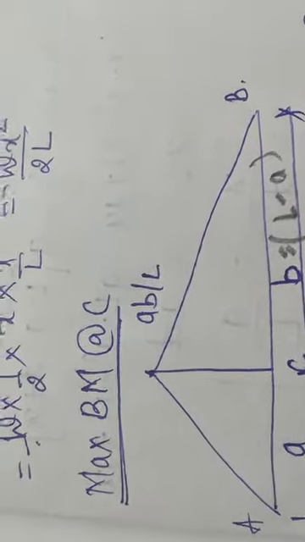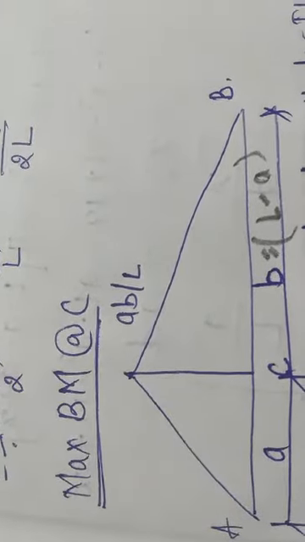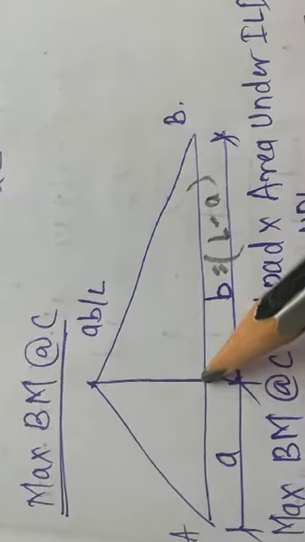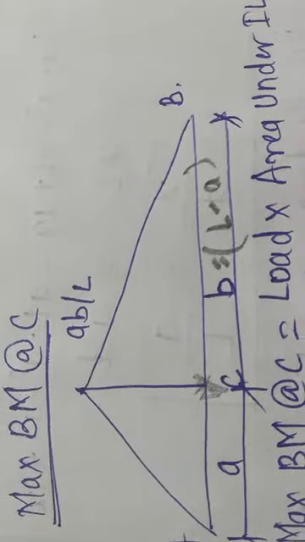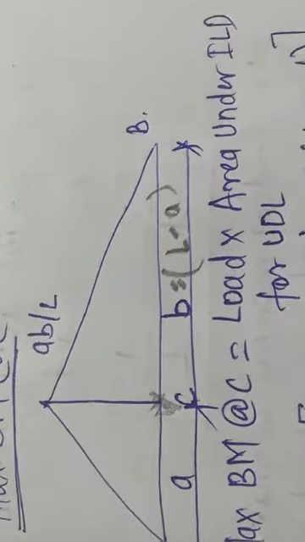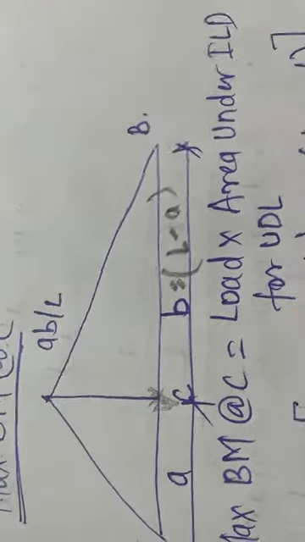Okay. Next, how do we calculate the maximum bending moment? Now we have to calculate the maximum bending moment at point C. How do we do that? It is given by load into area under the influence line diagram of the UDL, that is, this complete UDL.